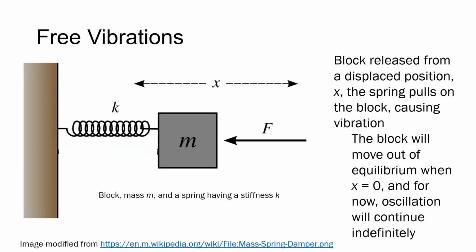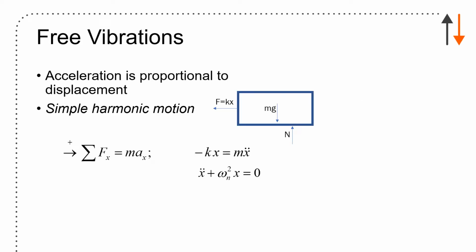We'll talk about what those are later. But let's start with the first one. A block that is horizontal, so there's a floor underneath this mass. It's released from a displaced position x, and the spring is going to want to pull back on the block, and it's going to cause a vibration that's going to move back and forth. So something like this. This is what I kind of expect. And the block will move out of equilibrium when x equals 0, and for now, oscillation, as far as we're concerned, will continue indefinitely. So acceleration is proportional to displacement. So I have simple harmonic motion of force equals kx in this direction.